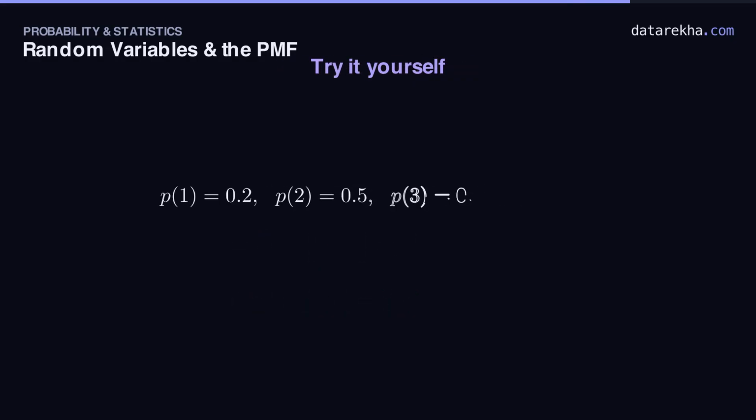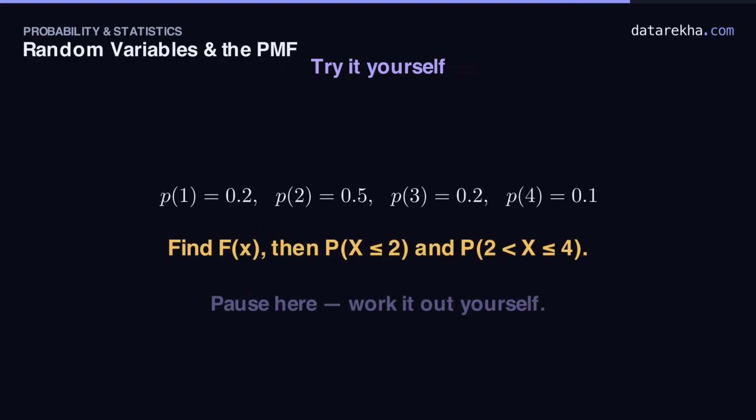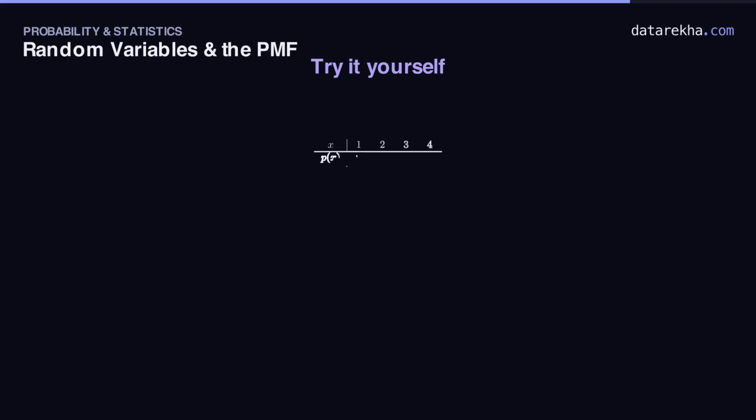Your turn. A variable X takes the values 1, 2, 3, 4 with probabilities 0.2, 0.5, 0.2, and 0.1. Build its CDF, then find the chance X is at most 2 and the chance X is more than 2 but at most 4. Pause now and try it. I'll wait. Here's the walkthrough.